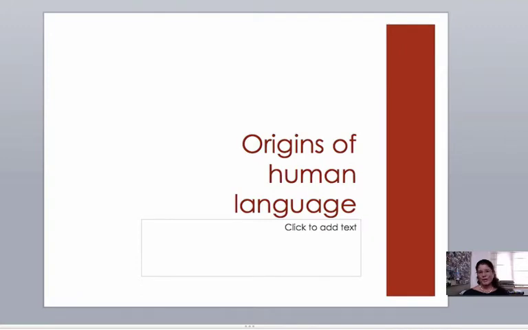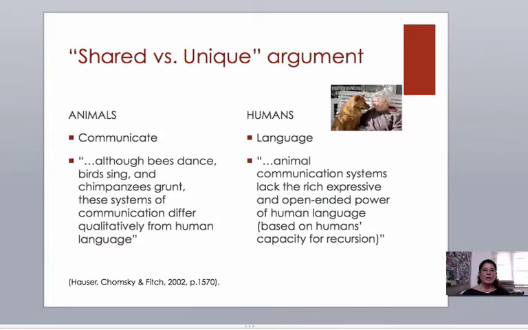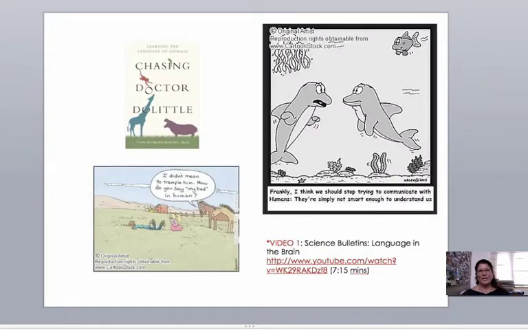So let's start off with looking at the origins of human language. We know that there's a general debate about whether or not other species, other animals, actually have language. But let's break it down, and hopefully I can try to convince you that all animals can communicate. We know that that's true. But humans are the only animal that actually has language. We can see this, you know, as far as chasing Dr. Doolittle, or trying to think, well, can we talk to the animals? I'm sure we can communicate with them, but that doesn't necessarily mean that they are actually speaking back to us.